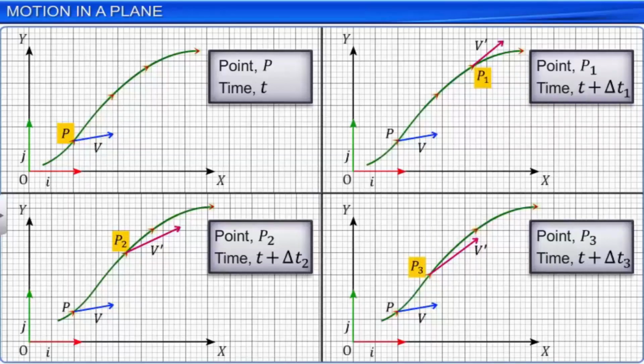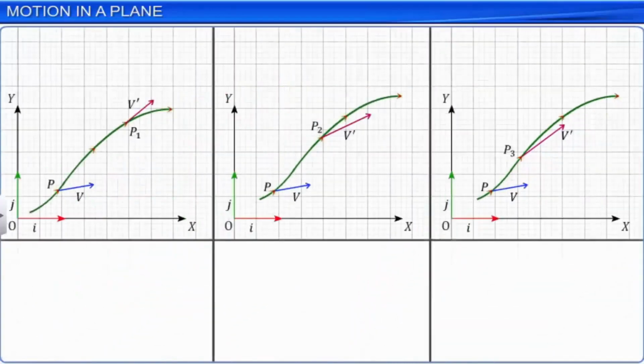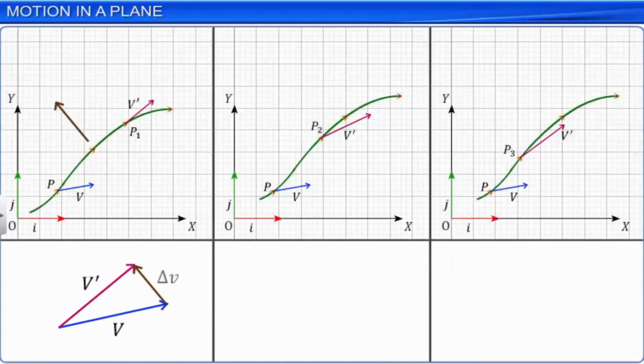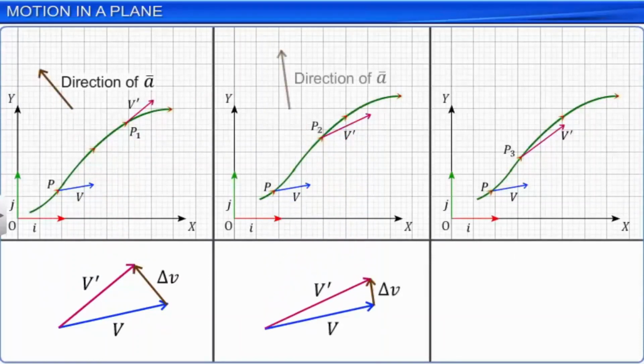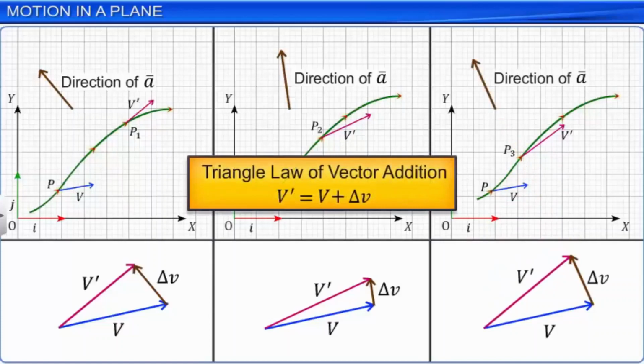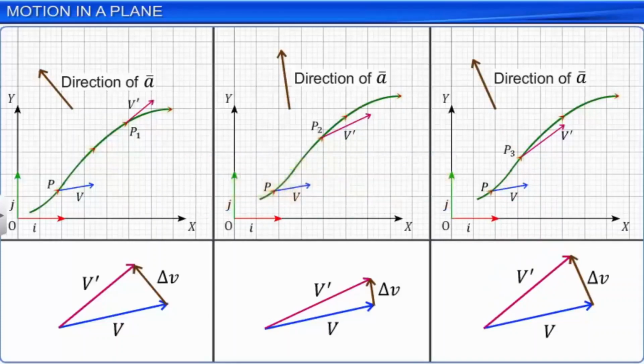As delta t decreases, the direction of delta v and a bar changes. As you learned earlier, average acceleration, a bar, is equal to delta v by delta t. In the limiting condition, as delta t approaches 0, a bar becomes a, which is equal to dv by dt.